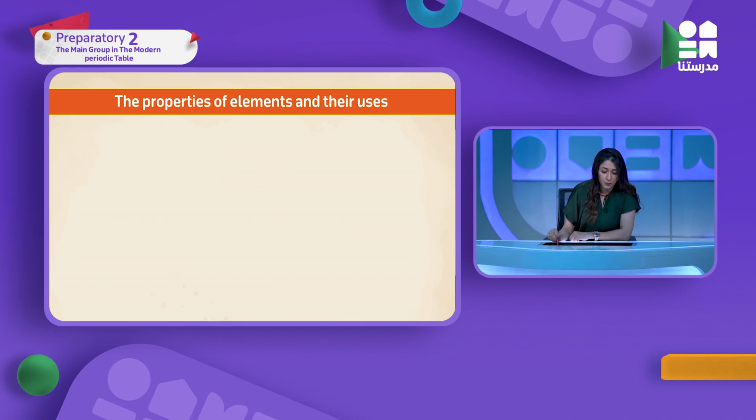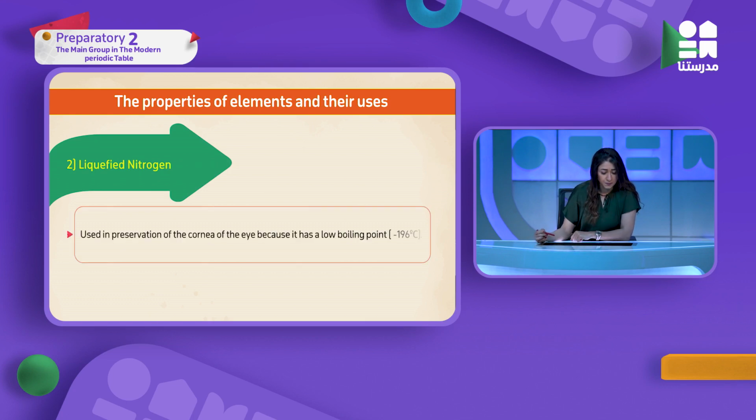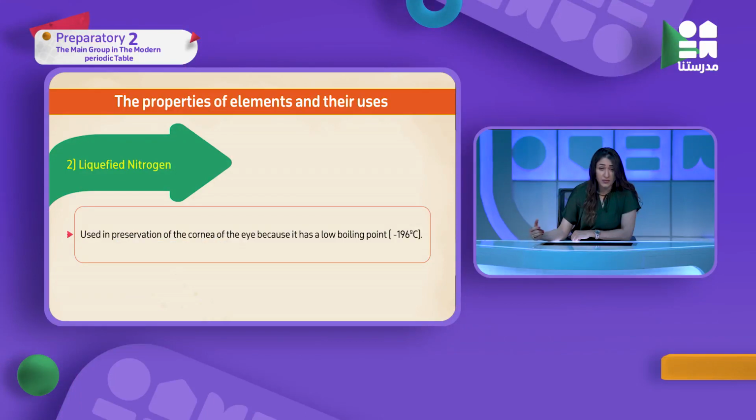طيب number 2 بيقول لي liquid nitrogen. And liquid nitrogen it has a very important use. We use it in protecting the cornea, in cornea transplantation, used in preserving cornea of the eye. طب why? Because the liquid nitrogen has a low boiling point, which is negative 196 Celsius. So this is the use of the liquefied nitrogen.